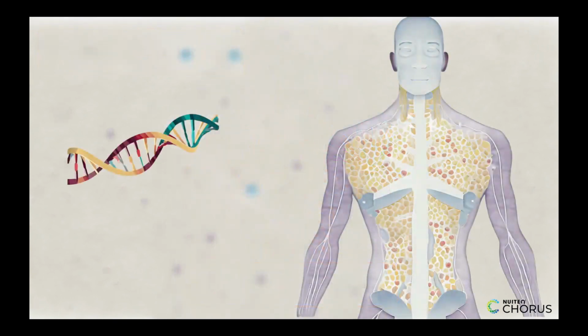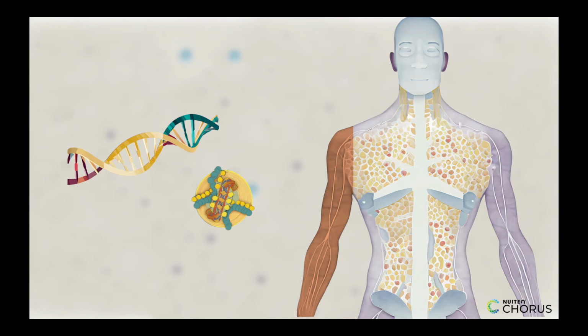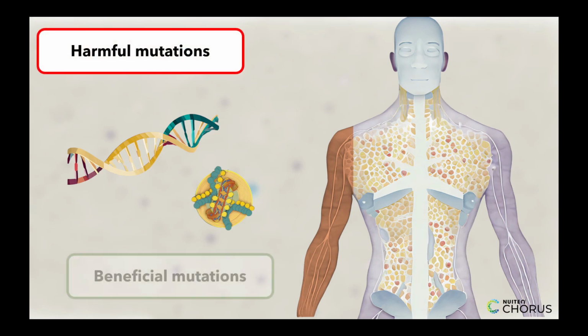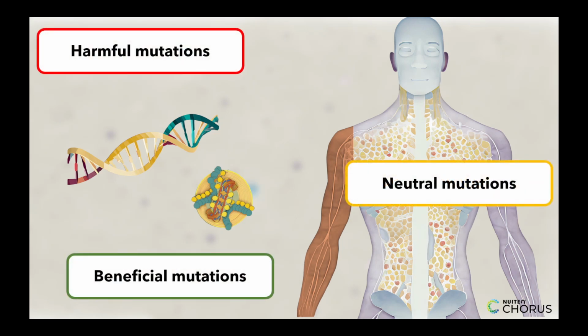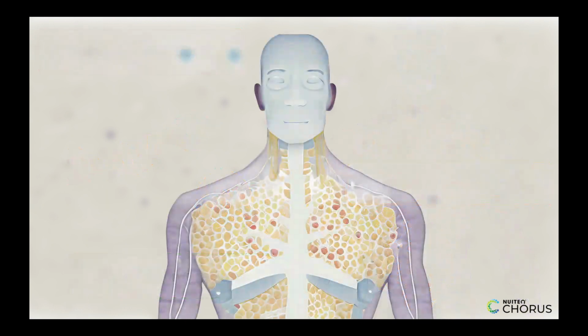In summary, mutations in genes can affect the proteins that the genes make, which can have different effects on the organism. Some mutations can be harmful, some can be beneficial, and some don't have any effect at all. It's important to study mutations and their effects so that we can better understand how our bodies work and how to treat genetic diseases.